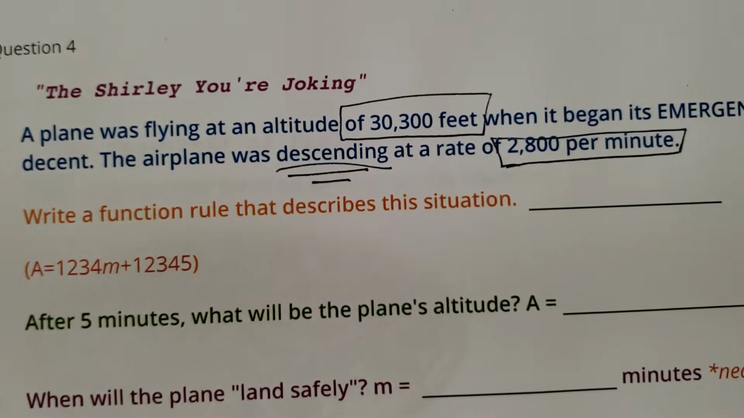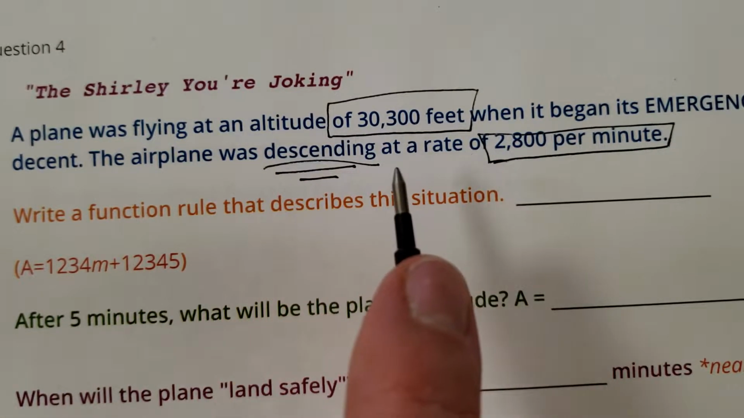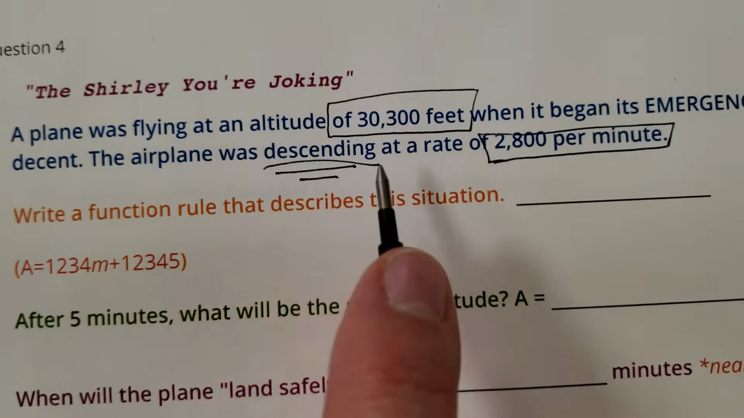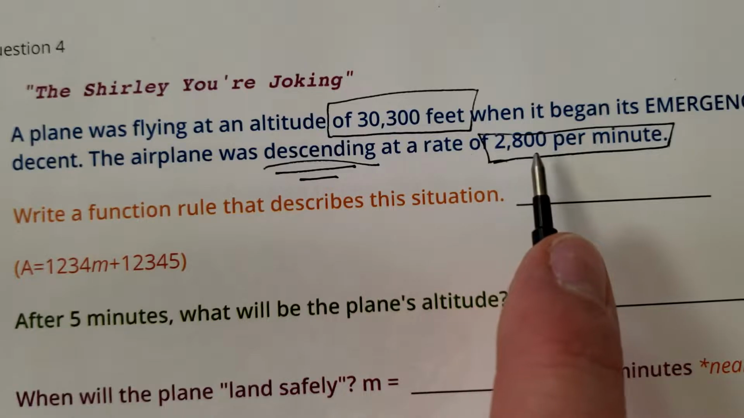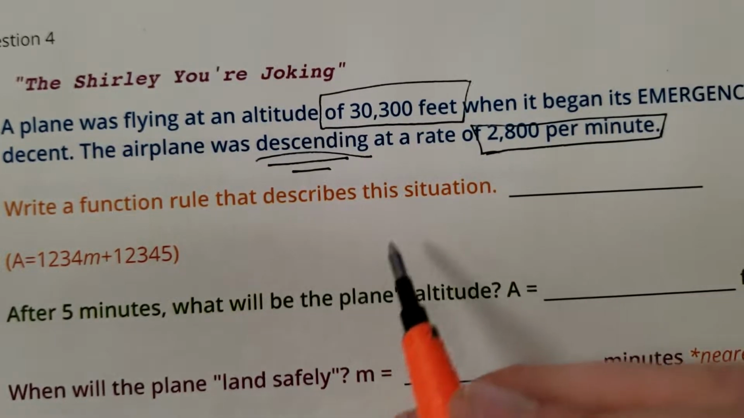A plane was flying at an altitude of that many feet when it began its emergency descent. The airplane was descending, underlined several times, at a rate of 2,800 feet per minute. Oh my goodness. Write a function rule to describe the situation.